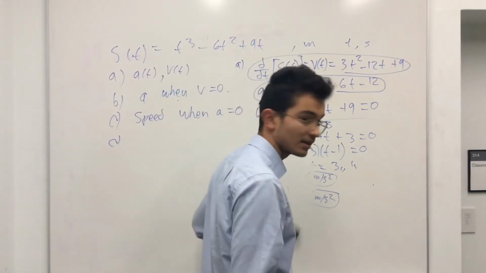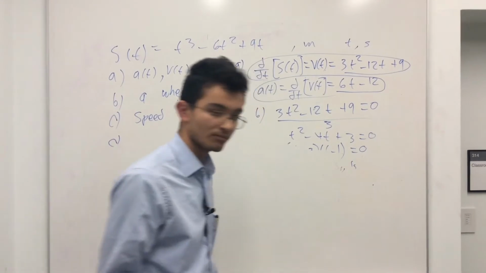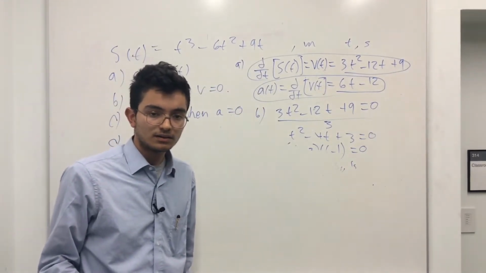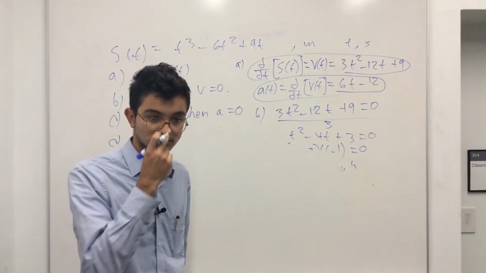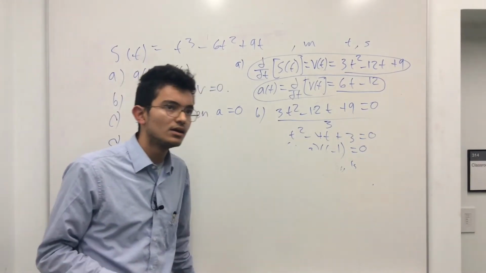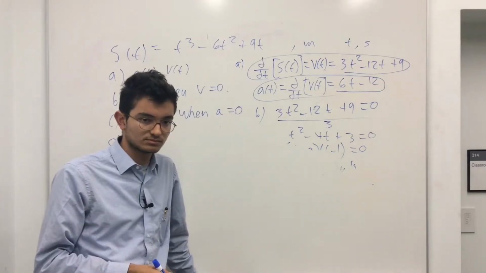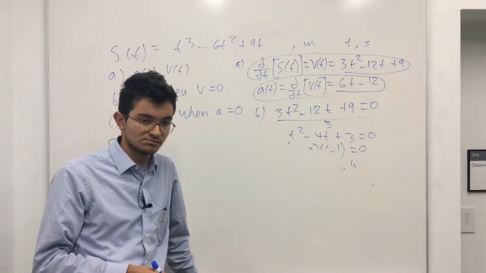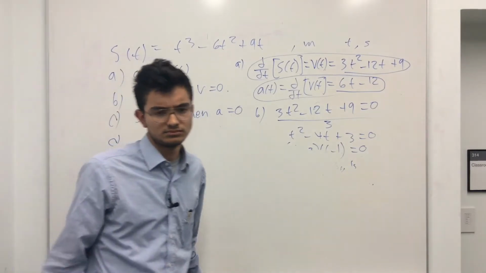I have a question. Yeah. So for speed, if it's asking only for velocity, we only put v of t, but if it's asking for speed specifically, we use the absolute value. Yeah, you must use the absolute value. So what if it's the opposite?